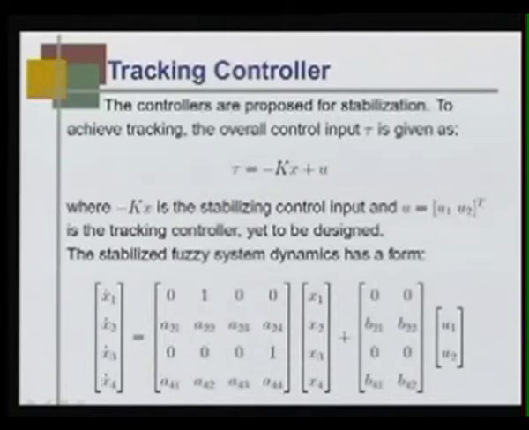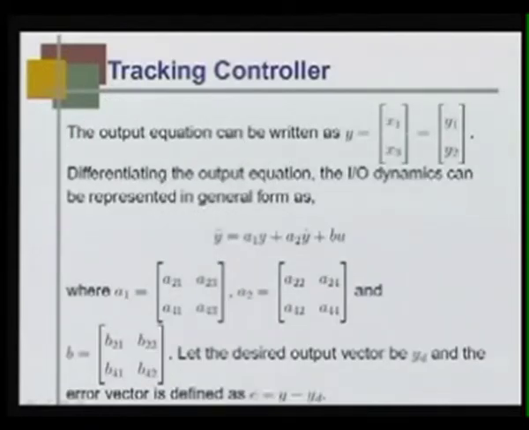So, controllers are proposed for stabilization. To achieve tracking, the overall control input tau is given as tau equal to minus kx plus u, where minus kx is the stabilizing control input, and u1, u2 is the tracking controller yet to be designed. We can easily write the stabilized fuzzy system dynamics in this particular form, and we now have to give the tracking controller u1, u2 such that it tracks any desired trajectory. The output equation y is my theta 1 position and theta 2 position.